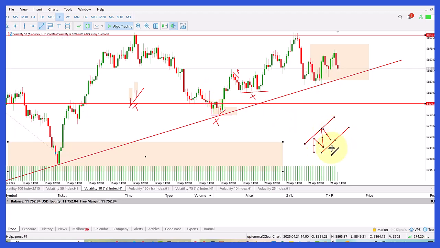But for a downtrend, a descending channel, the market is called lower low because the next low must go below the previous low.